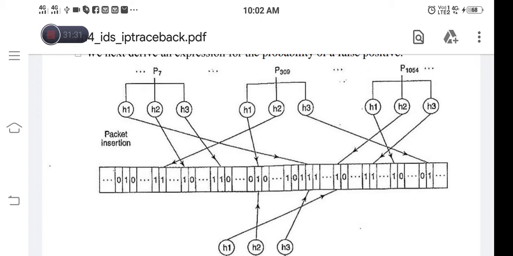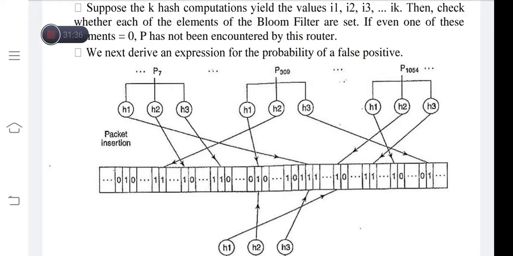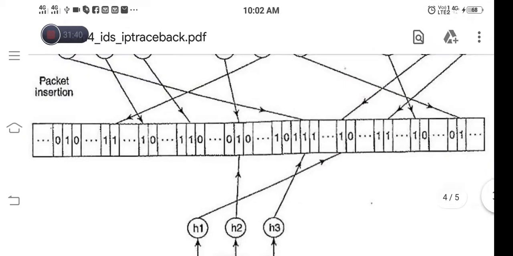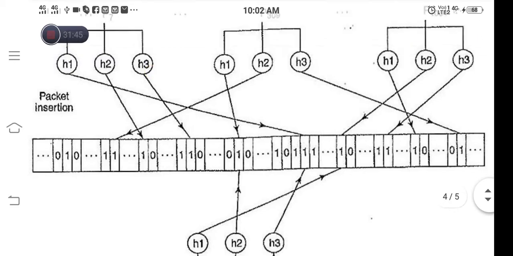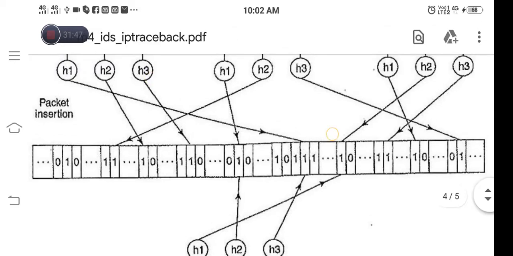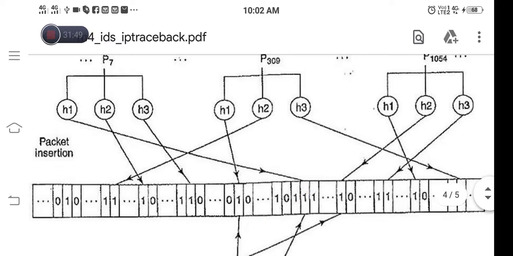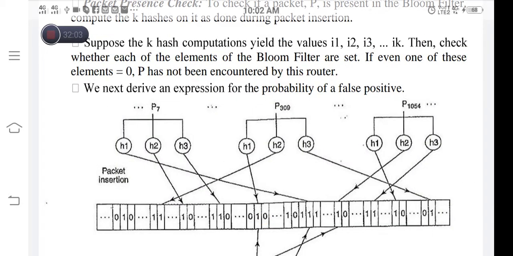Okay. H1 is going to give some index value, I1, let us assume here. So it is storing 1 here. Similarly, with respect to H2, it is stored 1. With respect to H3 also, it is stored 1 here. Now, with respect to packet number 309, H1, H2, H3 are applied, and the output of each hash function gives the indices into the array. At those particular indexes, the value 1 is inserted.